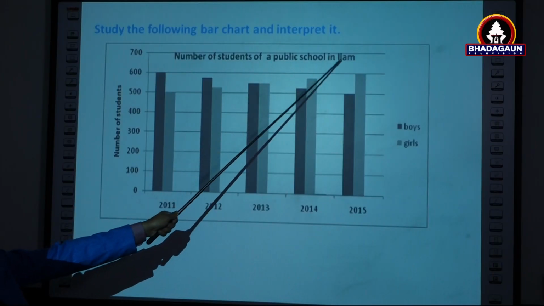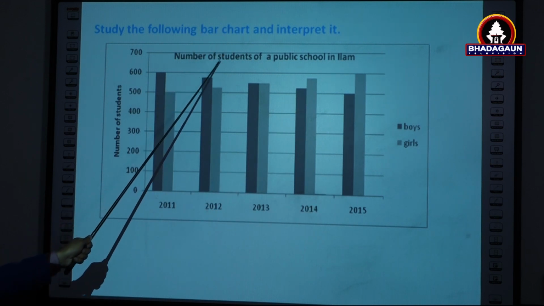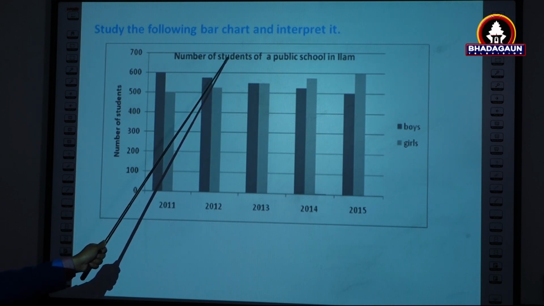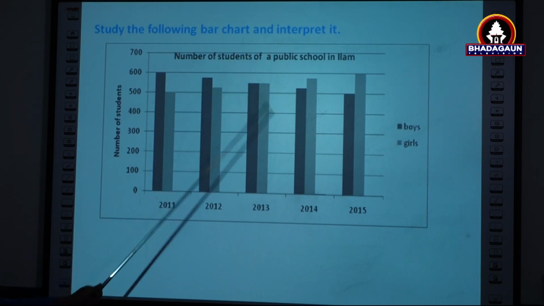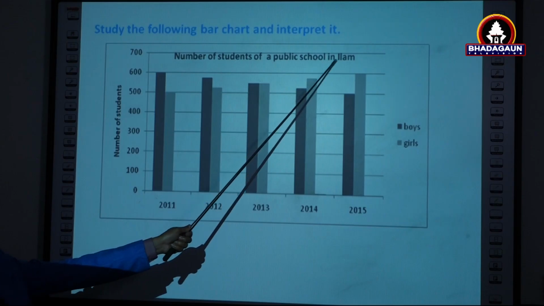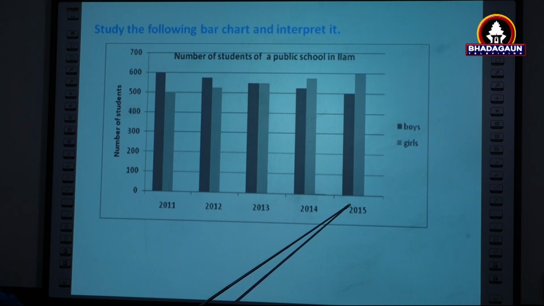So, this is the number of students in a public school in Ilam. This is a bar chart. First of all, you write this topic and then start the first introductory paragraph. So, how do you start? This is a bar chart, first sentence. Second, the bar chart is about the number of students of a public school in Ilam of different 5 years, right?